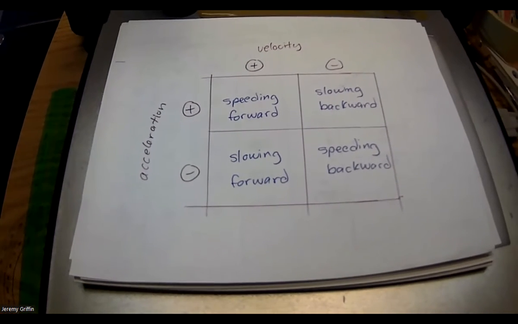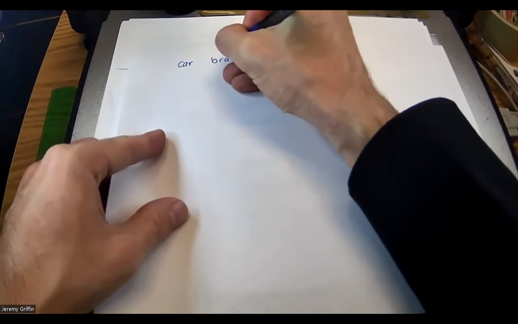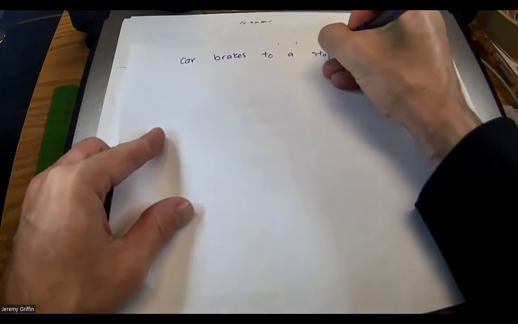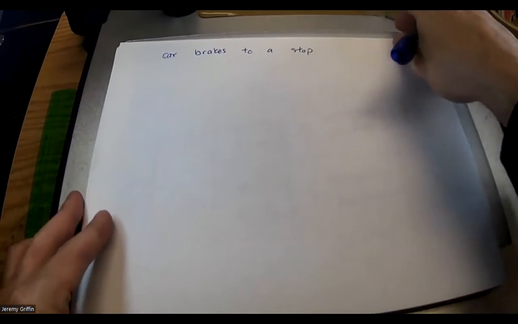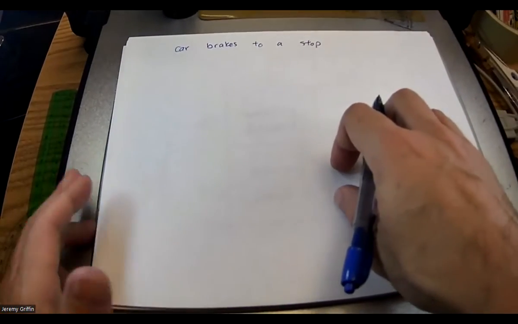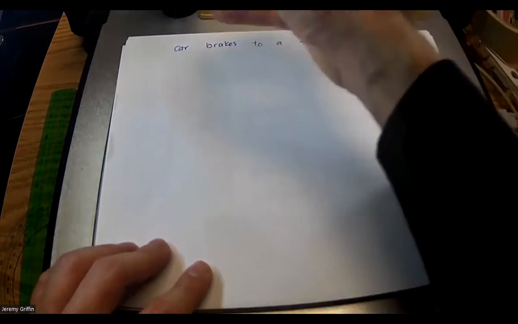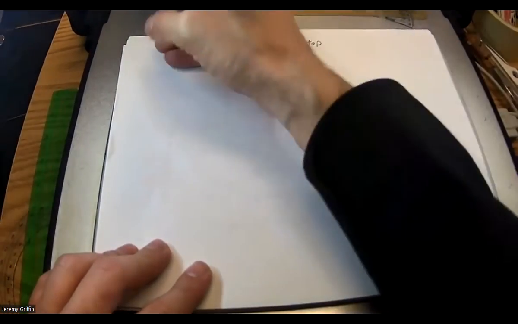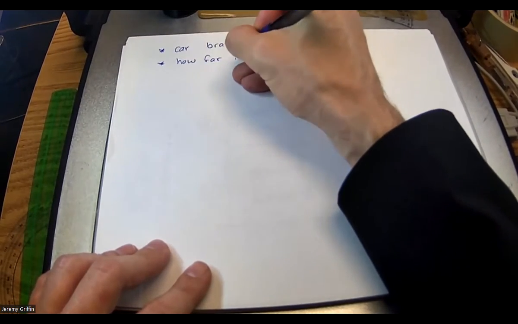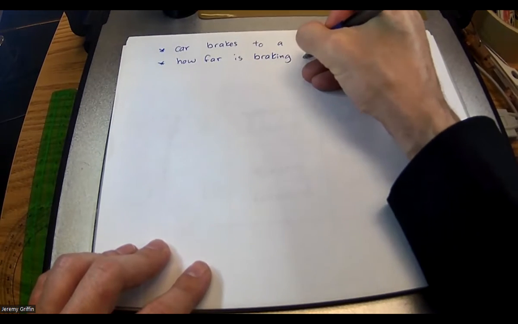Let's do an example: car brakes to a stop. Now, what question am I going to ask about this? I can ask a bunch of questions, right? Maybe I want to know how far did the car go? So there's our scenario. Here's the question: how far is the, let's say, braking distance?